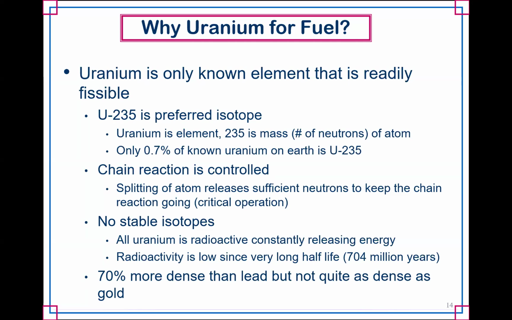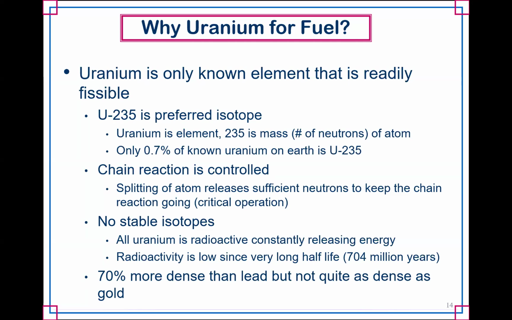So uranium is unstable, so it's constantly radioactive and releasing energy. And if you find it in the real world, its radioactivity is very low because it has a very long half-life, 704 million years before half of the radioactivity is gone. So that's a good thing for natural uranium, but enriched uranium means we've monkeyed around with it, so its half-life looks very different.